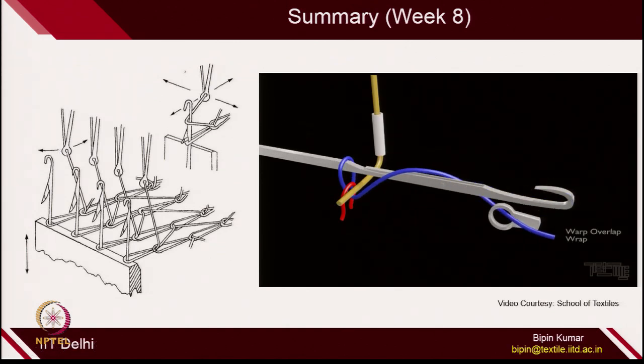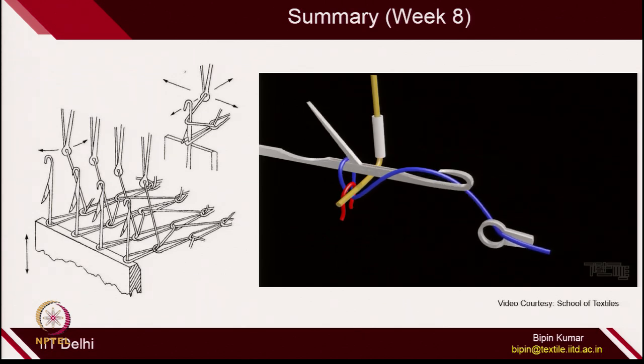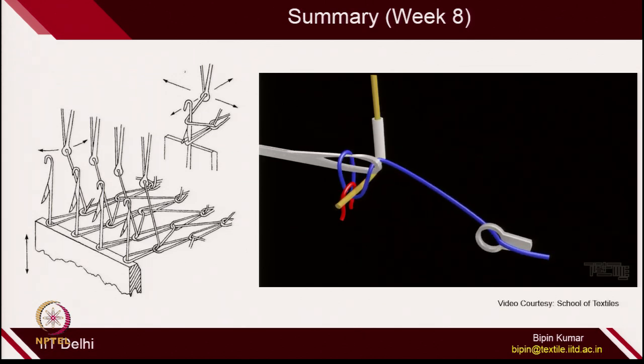This is not the case in a weft knitted structure. In a weft knitted structure, whenever we are making an entire course in a fabric, the same feeder will be providing yarn to all the needles in one course.